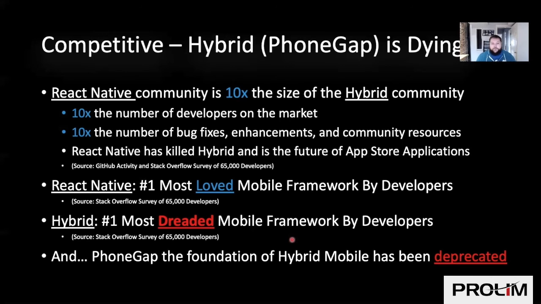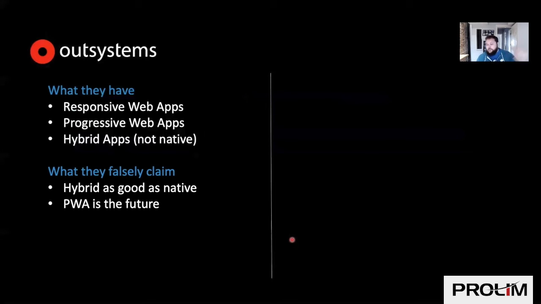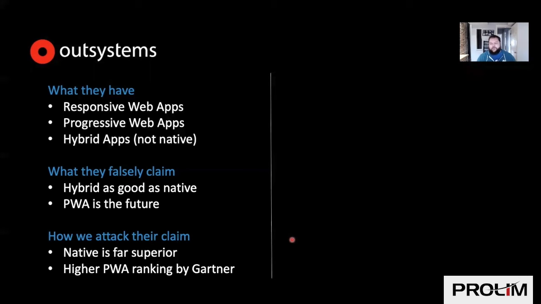And so why does that matter in new logo deals? Well, it matters particularly against OutSystems as well as other competitors. But OutSystems does not have a native mobile solution. They have responsive, progressive web apps, and they have hybrid apps as their App Store-based solution. And so what they falsely claim about this incomplete set of technologies is that hybrid is just as good as native, and PWA is the future of mobile technology, and that's sort of sufficient compared to React Native.